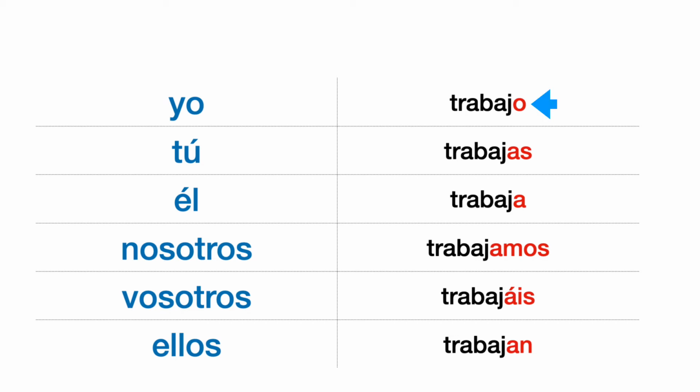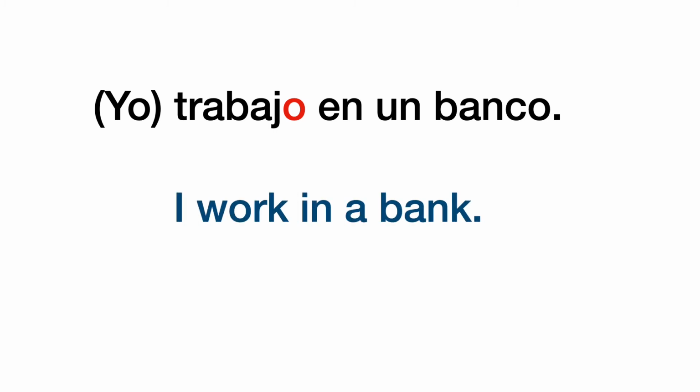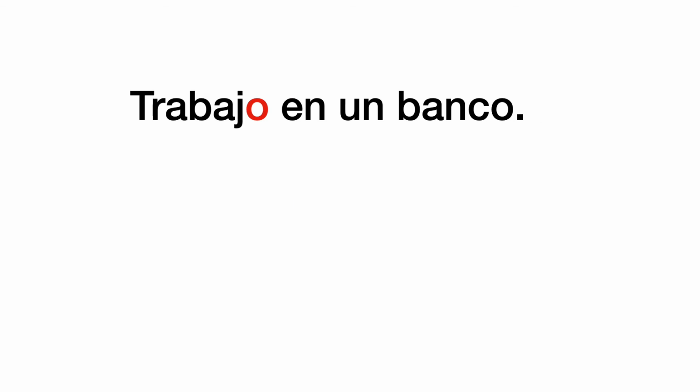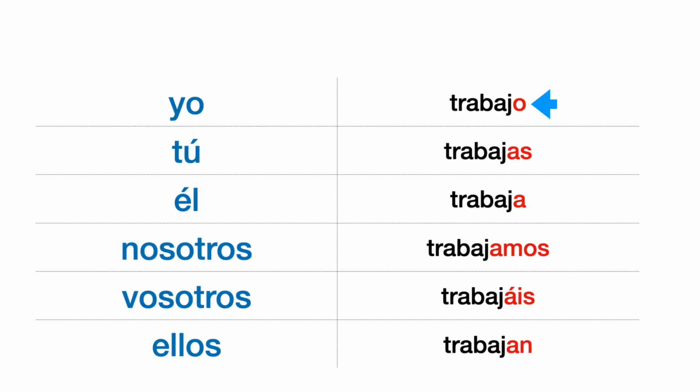Trabajo is very interesting. That little o, only that little o there tells me that it's a present tense, first person, of a verb that ends in ar. So I don't need to really say yo trabajo en un banco, which by the way means I work in a bank. I don't need to say yo trabajo en un banco, because if I say trabajo en un banco, I'm saying the same. I can drop that yo, I can drop it because there is no repetition if you look at the table again.